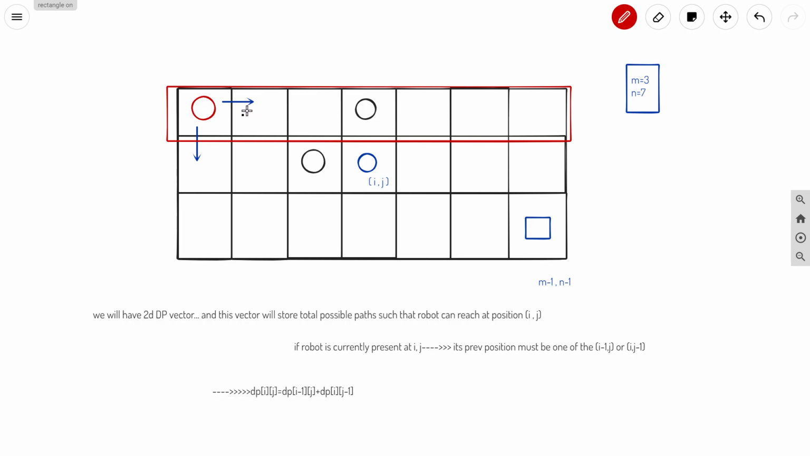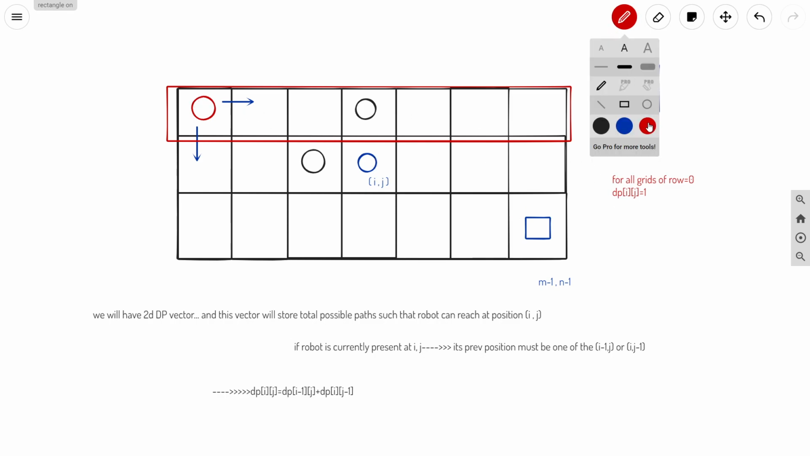Okay, so for all the cells, all the grids of row 0, the number of paths to reach that particular grid is nothing but 1. So I will write here, for all grids of row equal to 0, dp of i and j is nothing but 1, because the robot can move in the forward direction only.